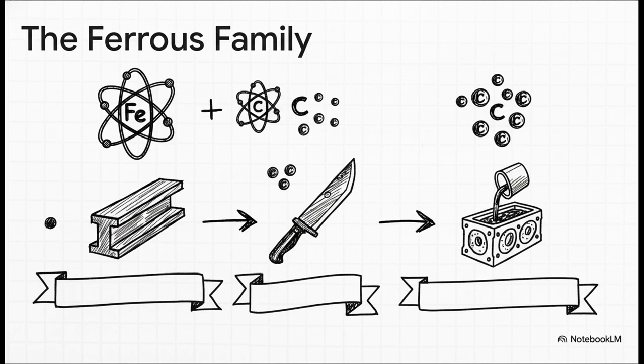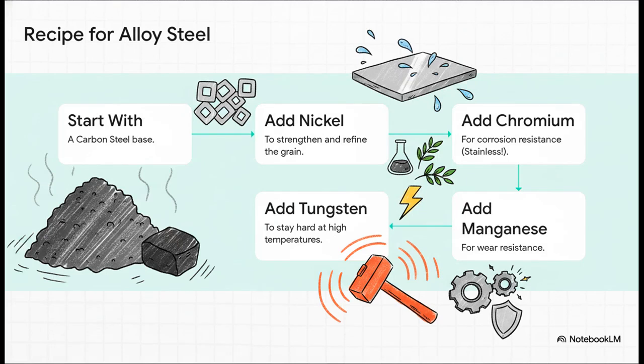But adding carbon is just the start of the fun. This is where it really gets to be like cooking a recipe. You start with your basic carbon steel, right? Then you start adding other ingredients, what we call alloying elements, to give it superpowers. Want it to fight off rust? Add some chromium, and boom, you've got stainless steel. Need it to stay hard even when it's glowing red hot? Add a dash of tungsten, and now you have a high-speed tool steel. It's all about the recipe.